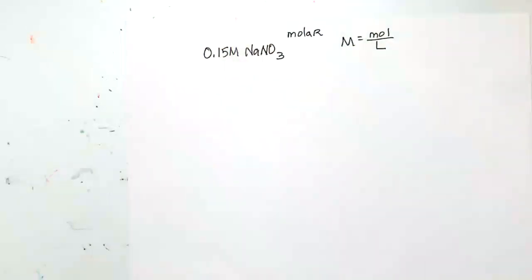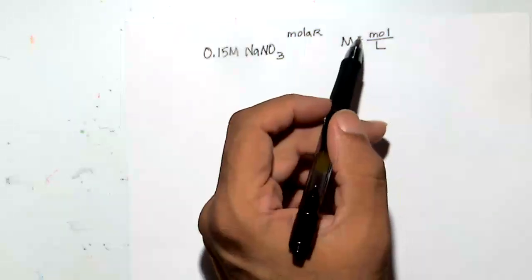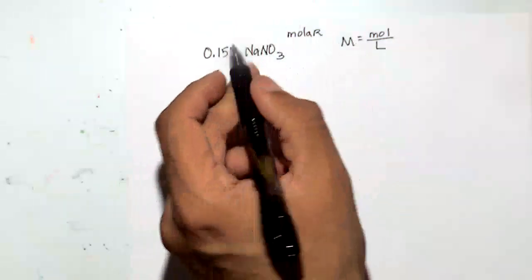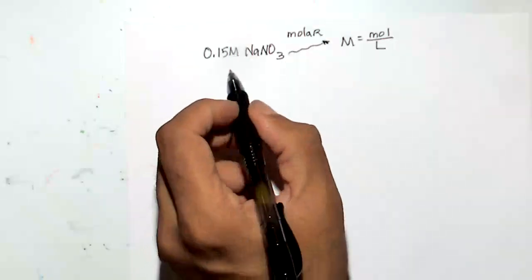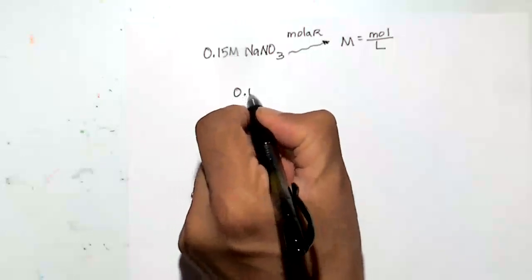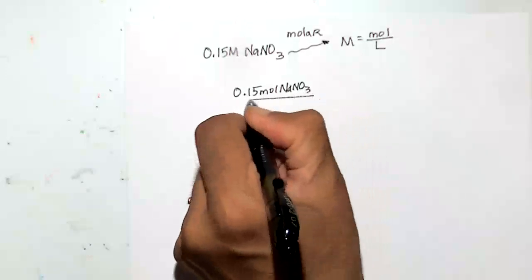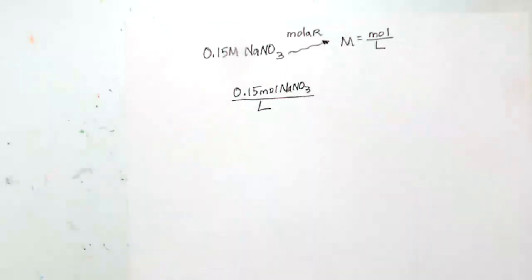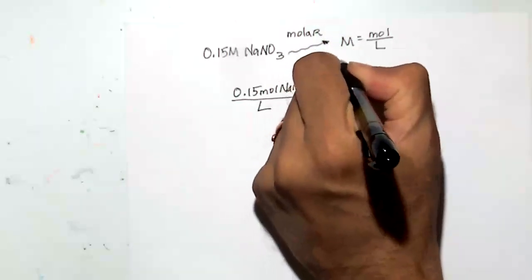If I add water to something that's concentrated, would it be more concentrated or less concentrated? Less. It's called dilution. So this has 0.15 moles per liter. So 0.15 molar, big M, is actually the same thing as 0.15 moles of NaNO3 per liter. This is how much amount in that volume. Okay, this is molar, or you can call it molarity.